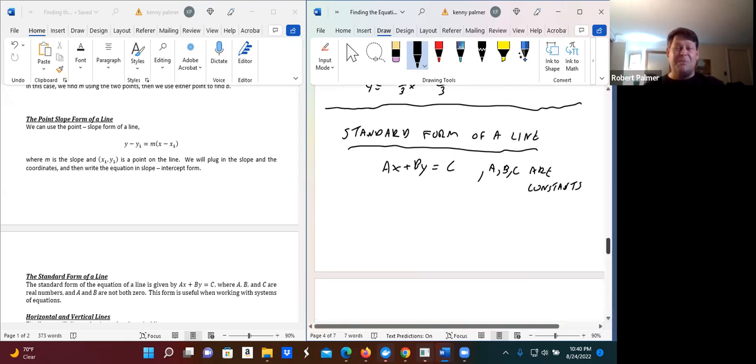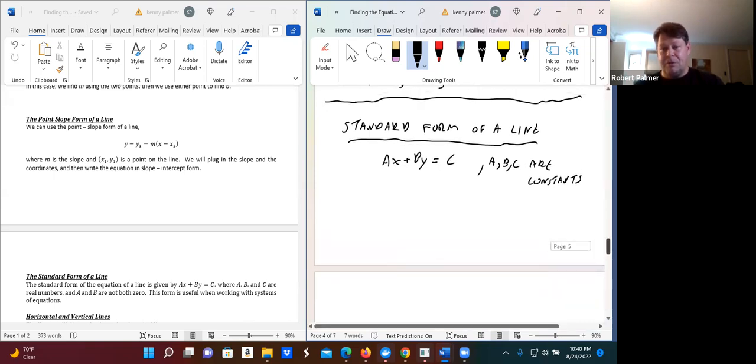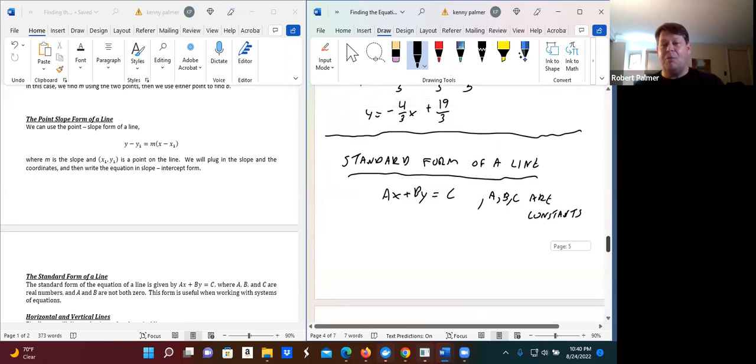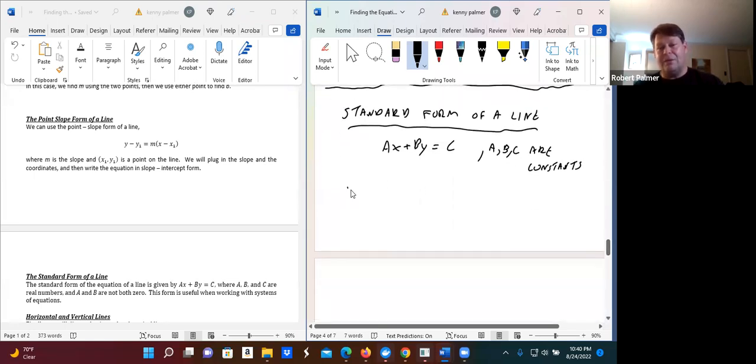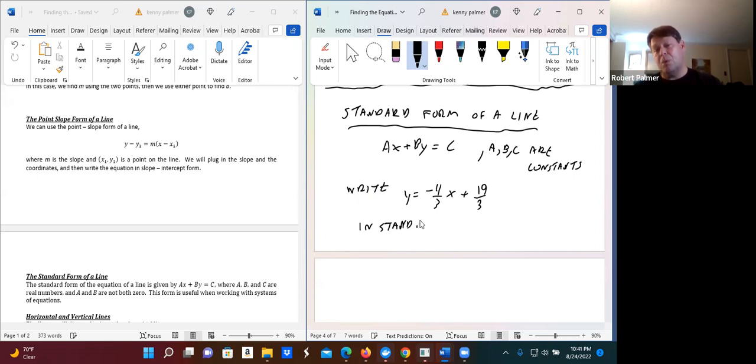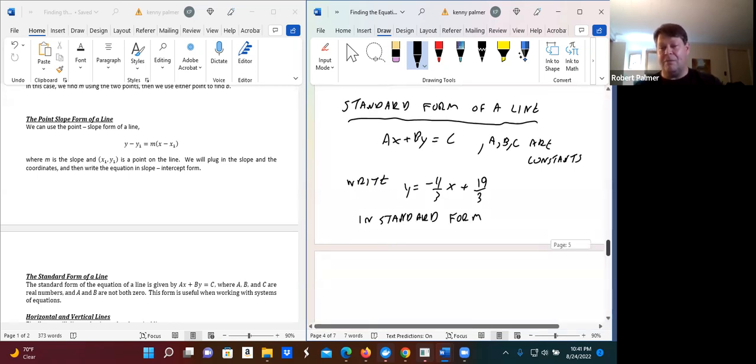Now, why is this useful? Well, sometimes this form is useful when we have systems of equations. So if we have more than one equation we're trying to solve. Okay. So let's look at this both ways. Let's take the former line, the one we just got done with, y equals negative 4/3 x plus 19/3, and write it in standard form. Okay, so we can convert it to that.